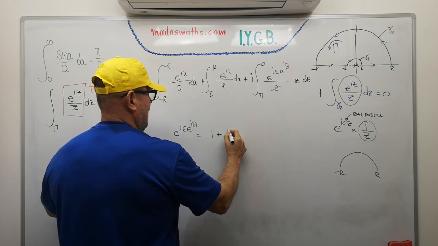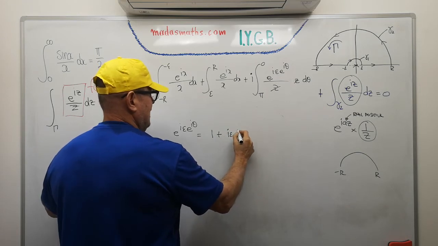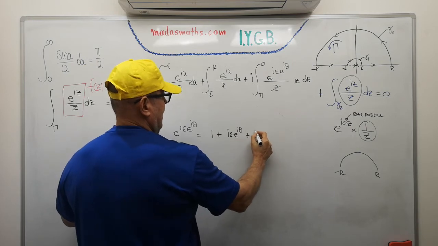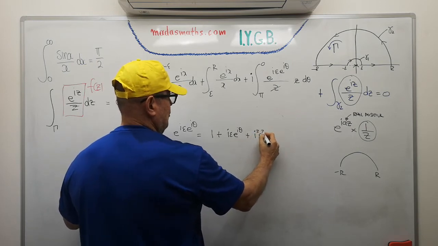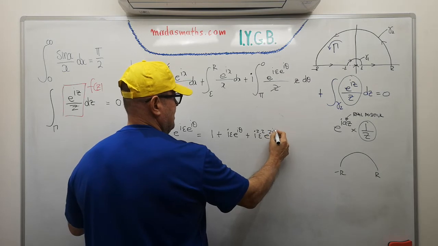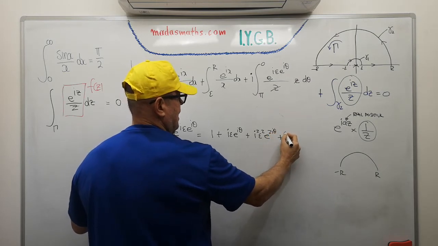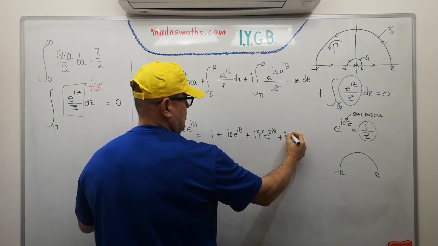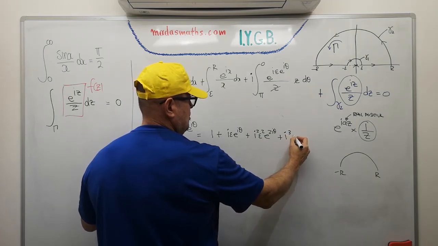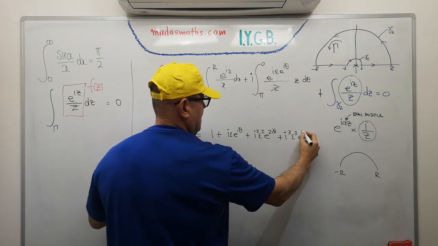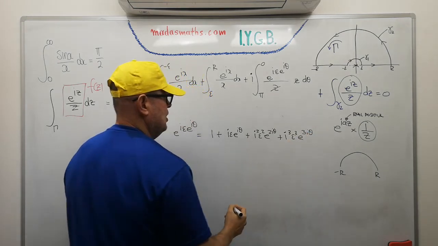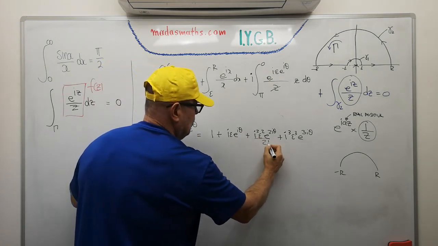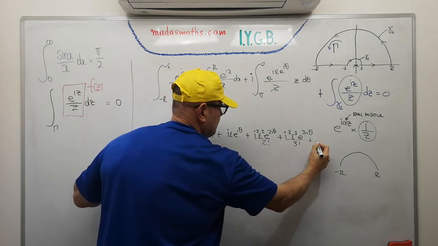plus i epsilon e to the i theta plus i squared epsilon squared e to the 2i theta plus i cubed. I'm going to put the factorials in a second. We have i cubed epsilon cubed e to the 3i theta. All I'm doing is the exponential series, so that's over 2 factorial, over 3 factorial, and so on.